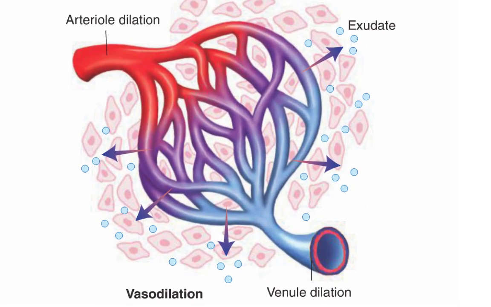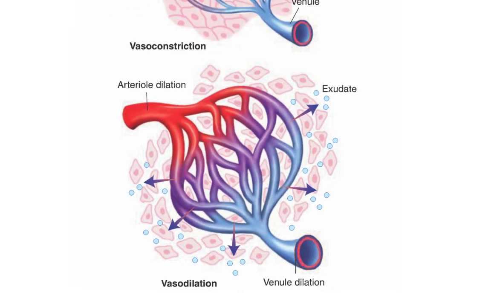Vasodilation results in increased capillary blood flow. As blood vessels dilate, more blood now arrives at the capillaries. Because blood is red and warm, increased blood flow results in redness and warmth seen clinically at the site of acute inflammation.